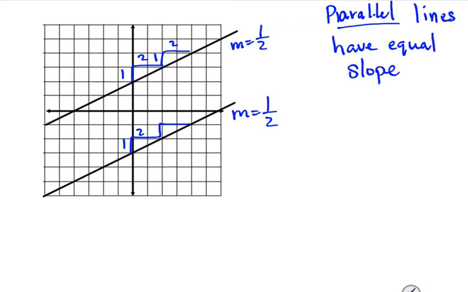And this should make sense. Slope tells you how steep something is, kind of gives you a direction it's going. So if you have two lines with the same slope, they're going in the same direction, they're the same steepness, they are going to be parallel. So the first thing is that parallel lines have equal slope.